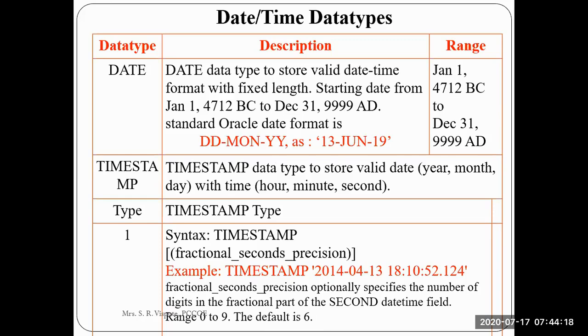For example, 13-June-19. Right? Here you use 2 digits for defining the date, 3 characters for the month, and 2 digits for the year. If you want to change this format, this is the standard format. So whenever you define the date of birth while creating the table and while inserting the data, by default your date format will be the standard format. So while inserting the date of birth of the student, you need to insert in this format. For example, 13 June 19.